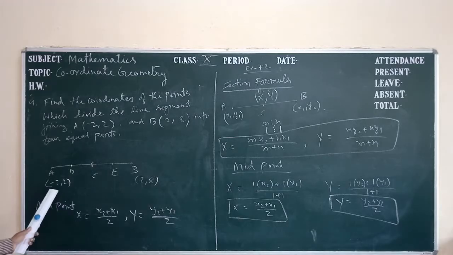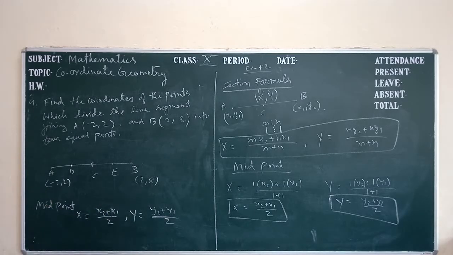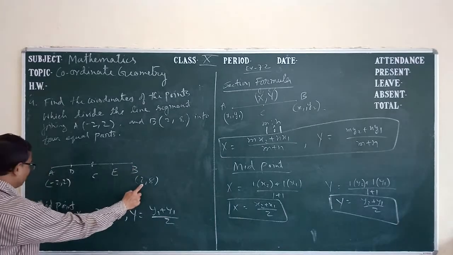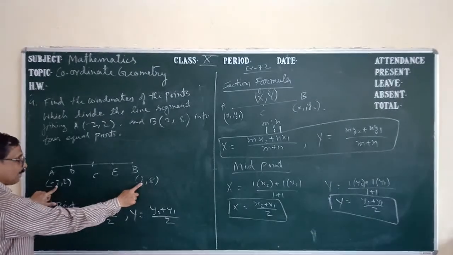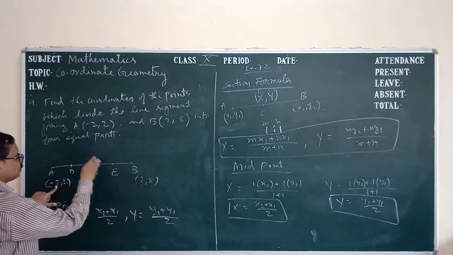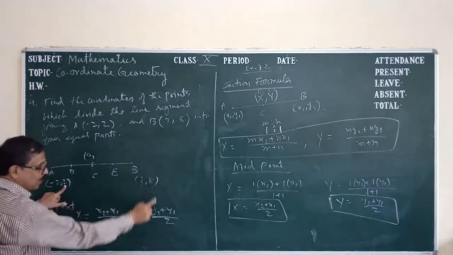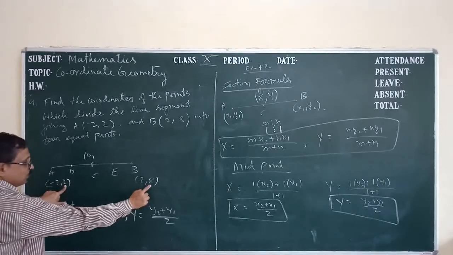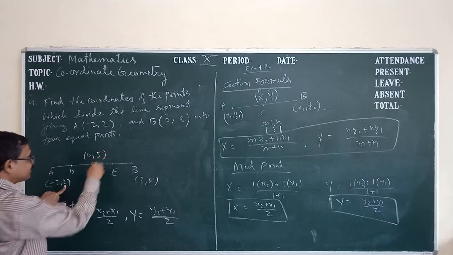Now A point is given, B point is given. So what we do? We find the midpoint of this. Midpoint means x2 plus x1, that is 2 minus 2 upon 2, and y2 plus y1. This is the formula. So 2 plus 8, that is 10, 10 upon 2, that is 5.